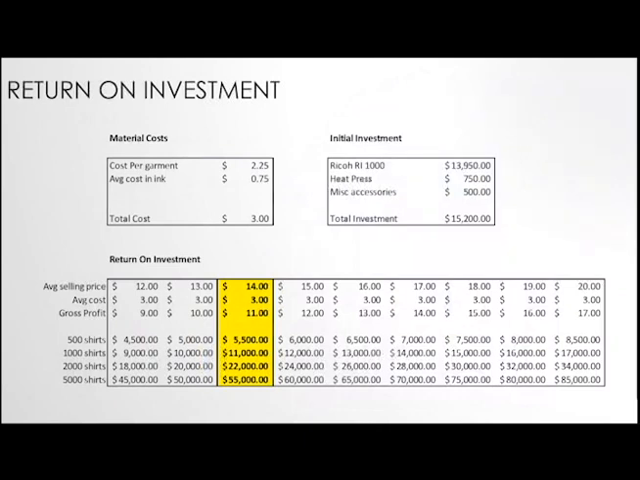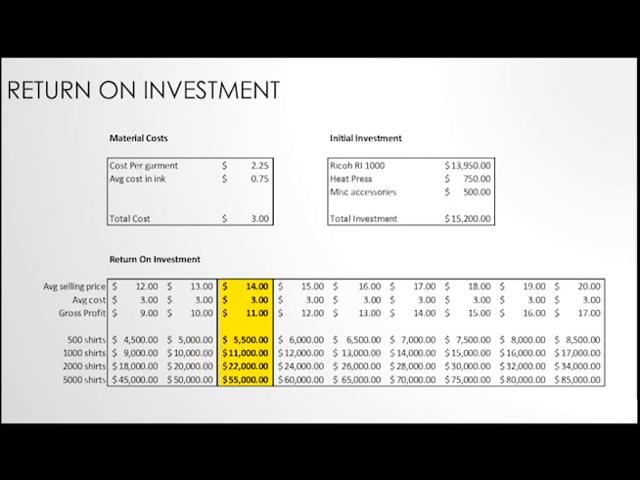Basic return on investment here, okay? So you have your average material cost. This is your cost per garment, right? A standard, nice, high quality ring spun shirt. Sure, you can go out and get even higher quality shirts, pay $3, $4, maybe even $5 for them. But a good average ring spun high quality shirt goes for about $2.25.